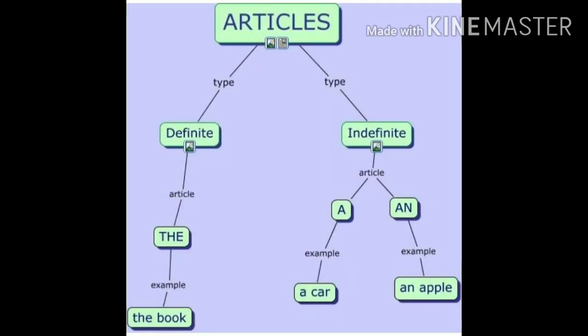So basing on the nature, the articles are divided into two. They are the definite article and indefinite article. The definite article is the, and the indefinite articles are a and an. An example of the definite article is the book, and of the indefinite article a is a car. The indefinite article an, for example, is an apple.